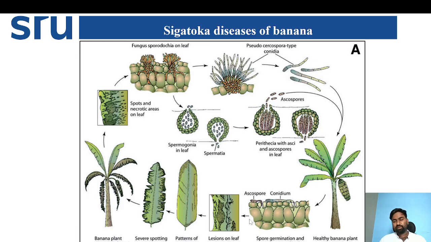Here you can see the germination of both ascospore and conidia. They will cause secondary infection. Then there is lesion formation on the leaves in a pattern of spotting on the leaf. Then severe spotting with a blighting appearance. So that is how the fungus will continue the life cycle. So majorly you can have the role of spermatia, that is perithecia containing ascospores, and conidia.